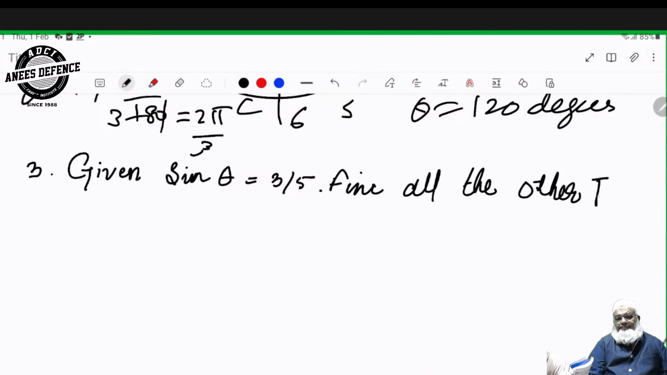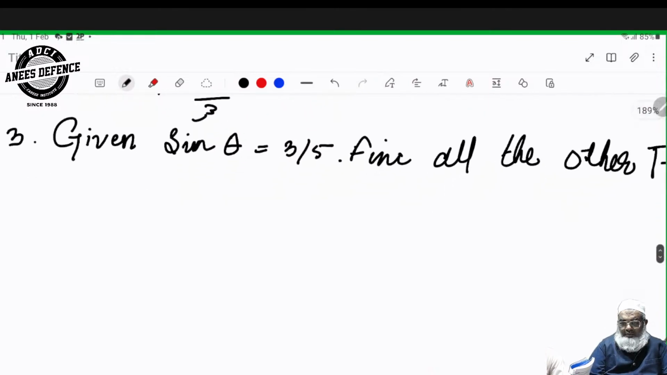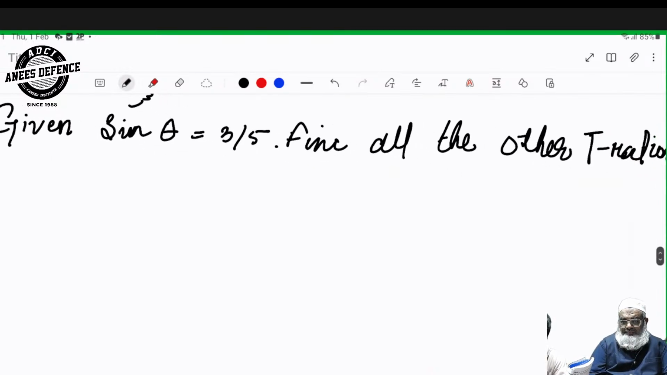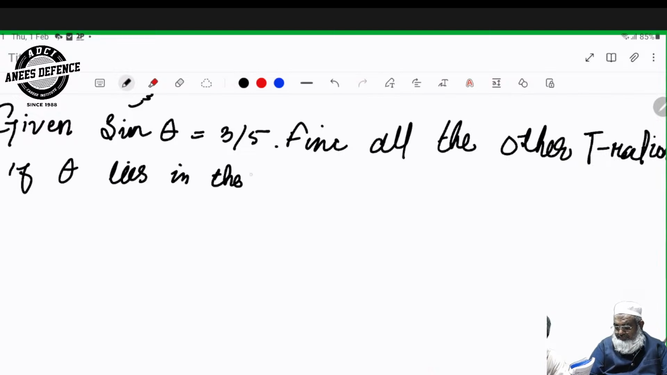Sin theta is how much? What's your name? My sin theta is 3 by 5. Find all other trigonometric ratios. You know how to find? If theta lies in the first quadrant.